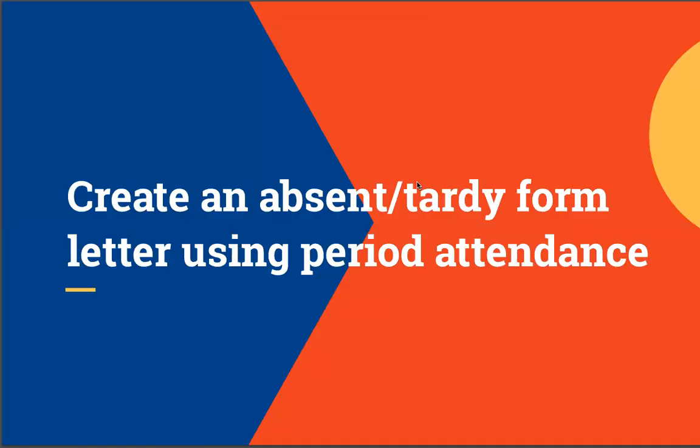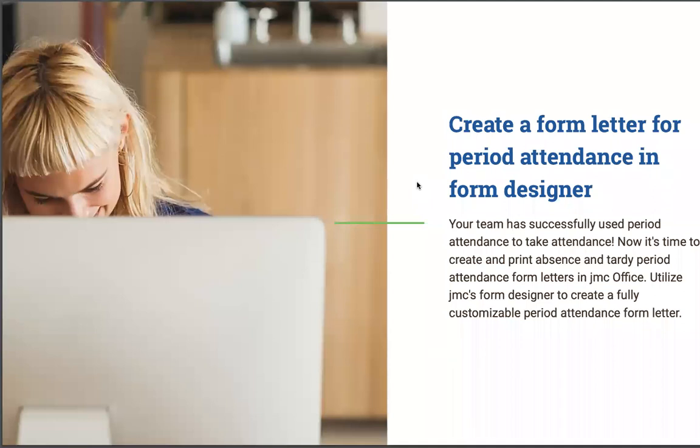All right. So now we get into how we actually do it. That's the behind the scenes setup that we just went through with those problem behaviors and with those actions. You set those up. So now we're going to talk about creating an absent tardy form letter using period attendance. Then we'll talk about AM, PM attendance. And then in part 2, we talk about how to merge all of those things together to make them work for you.